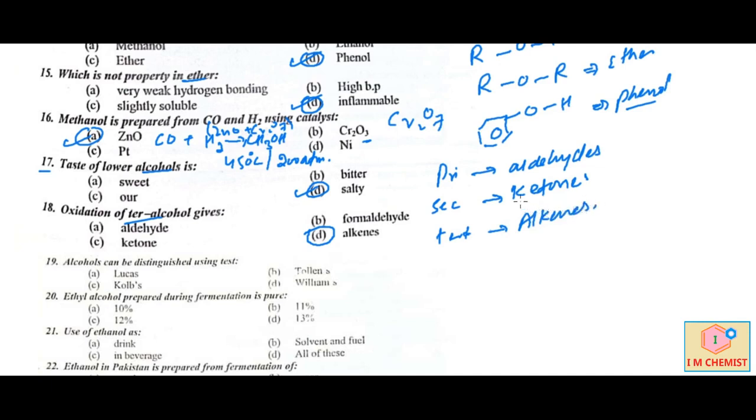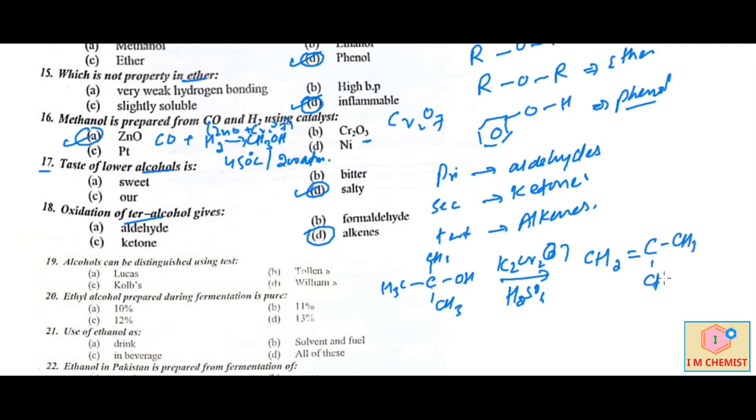using different oxidizing agents. Like if you have a tertiary alcohol like this one, this is known as a tertiary alcohol, and in the presence of potassium dichromate, K2Cr2O7, and sulfuric acid, it is transformed into an alkene. This is the alkene, along with a water molecule. So the right option would be option D.